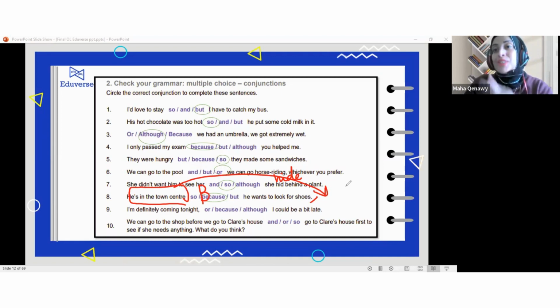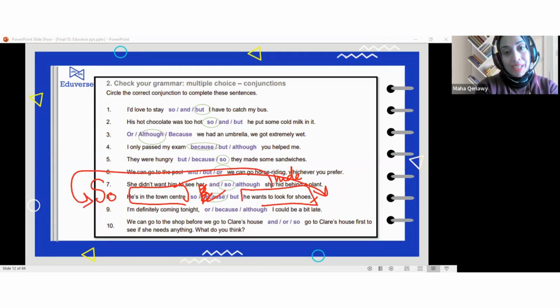I can also use so. Yeah, exactly. It's the opposite. Instead of because, you can say, he wants to look for shoes, so he's in the town center now.